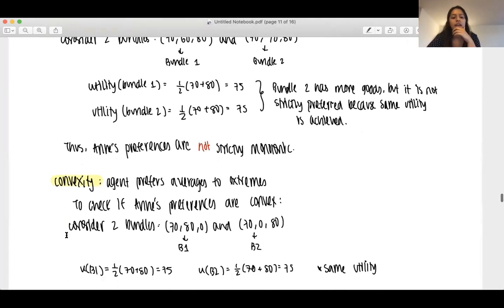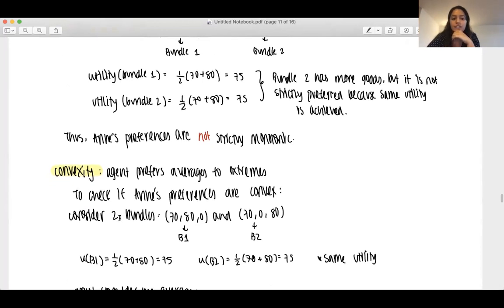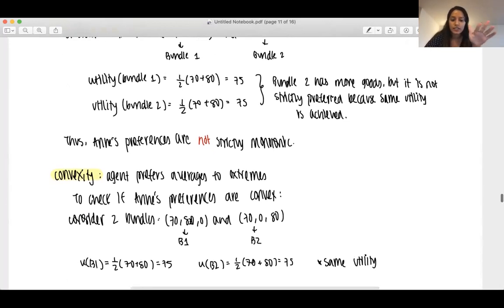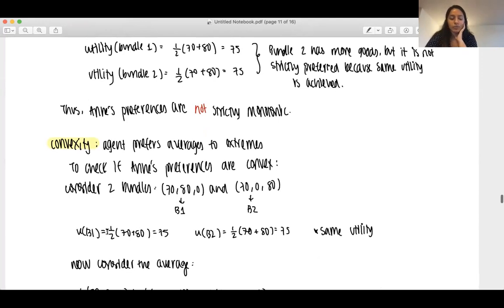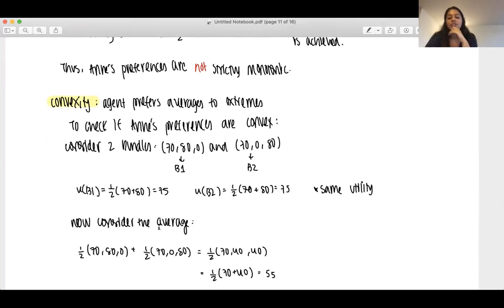In order to check if Anne's preferences are convex, again, we are considering two bundles. In this case, the utility is also the same, but the way the exam scores are distributed is a little bit different. In bundle 1, her first exam score is 70, x2 is 80, and x3 is 0. But in bundle 2, x1 is 70, x2 is 0, and x3 is 80. As you can see, you get the same average no matter what you do because the 0 gets dropped in both cases.